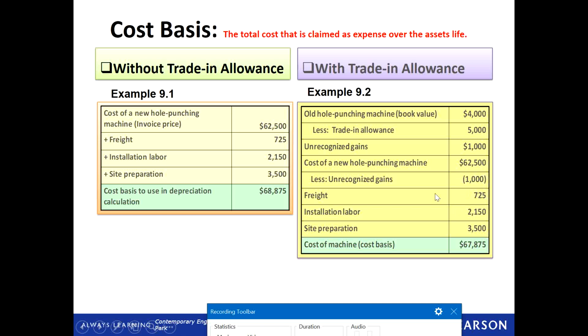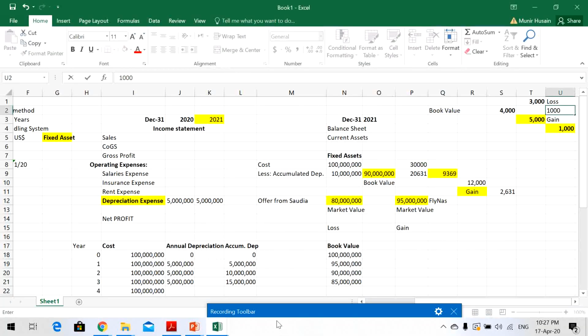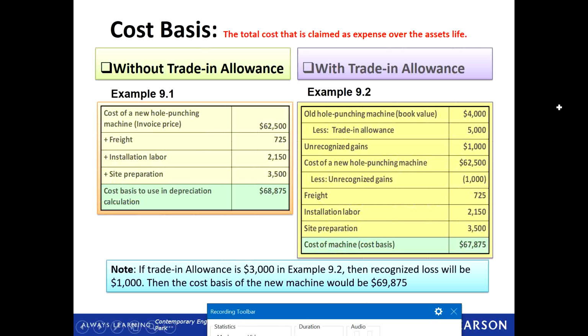So just be careful. I'll repeat again. When you have a gain, you deduct it. When you have a loss, you add it to the cost, because it is all cost. This is important information. Similarly, in the same example, if the trade-in allowance is 3,000, you have a loss of 1,000 as a result. So you come back here and it should be plus. Then the cost will be like this. You can check it yourself as well.